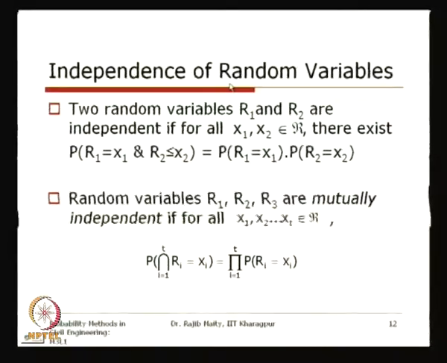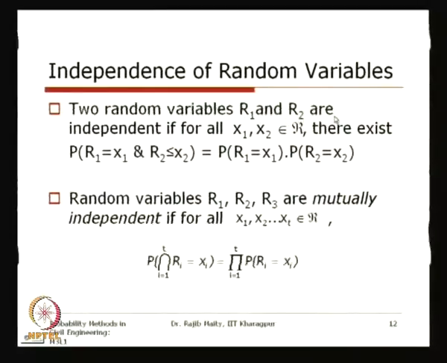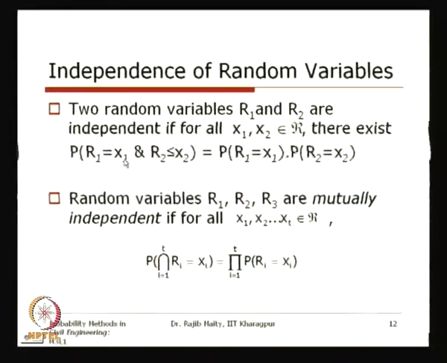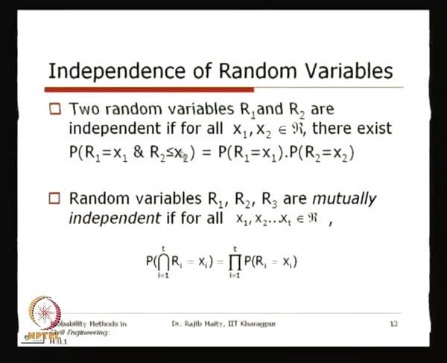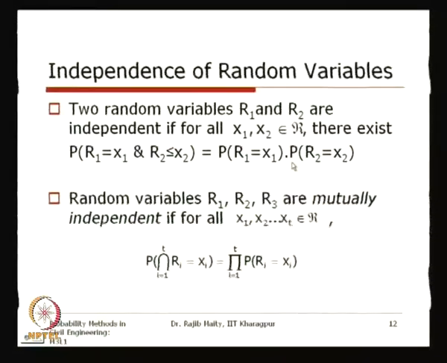Independence of random variables is another important concept to understand: when can we say that two random variables are independent? The two random variables R1 and R2 are independent if for all x1, x2 belonging to the real line, the probability of R1 equals x1 and R2 equals x2 is equal to the probability of R1 equals x1 multiplied by the probability of R2 equals x2. If this condition is satisfied, we say that these two random variables are independent.